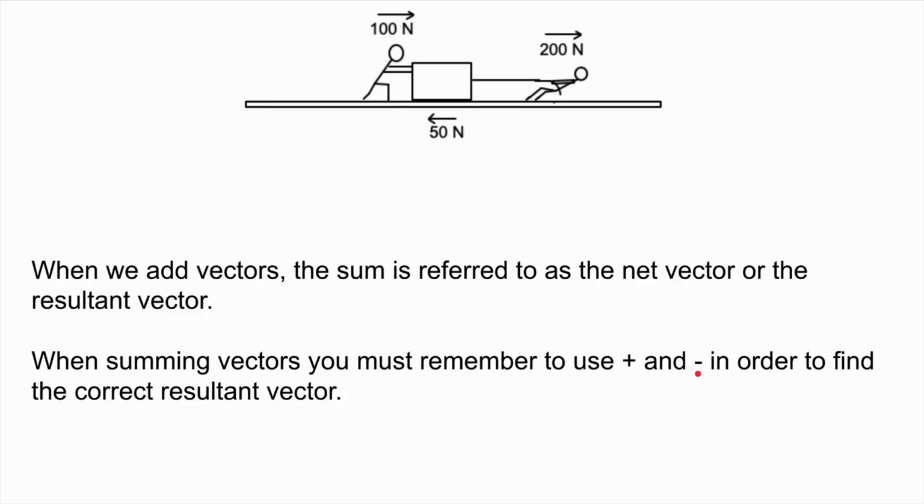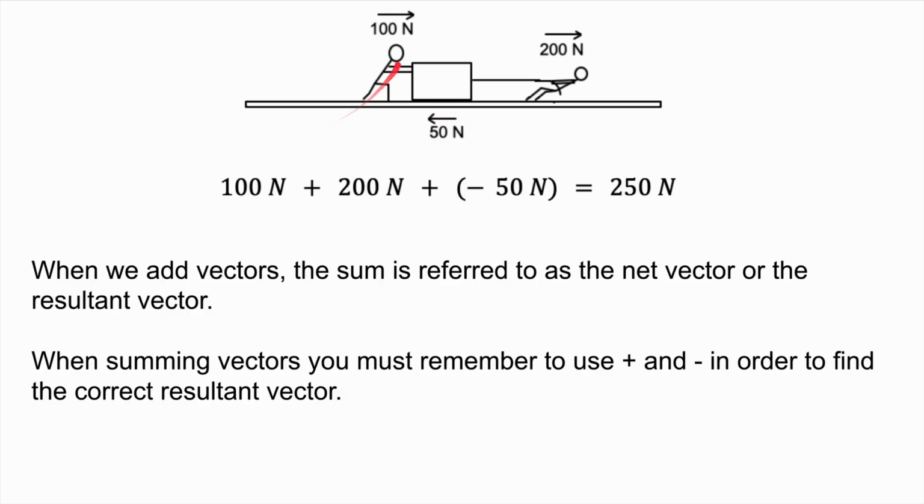So here I have force vectors. I have my little stick guy pushing this box to the right, which is the positive direction, with 100 newtons of force. His friend is pulling it in the same direction, the positive direction, with 200, but friction is acting against it in the negative direction with 50 newtons. So let's sum these up.